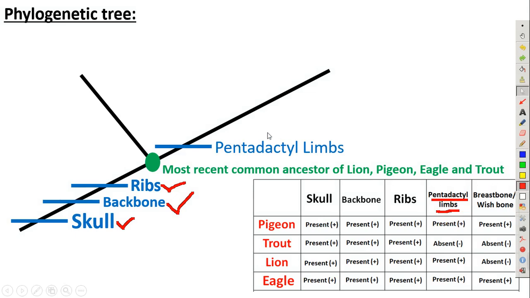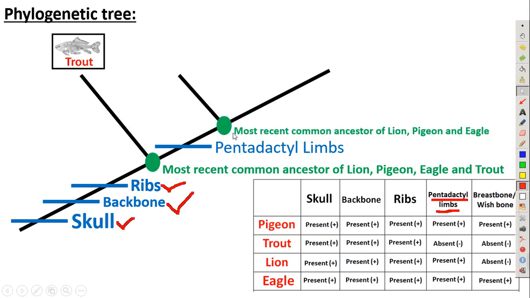And that's going to enable us to do two things. The first one is we'll be able to isolate the trout, and the trout from this common ancestor will have its own branch. And we can go to the next point. So this is the next common ancestor, and this time this common ancestor has 4 characteristics. So this point here has all the characteristics before it, so pentadactyl limb, ribs, backbone and skull. And this common ancestor is the common ancestor to the lion, the pigeon and the eagle.